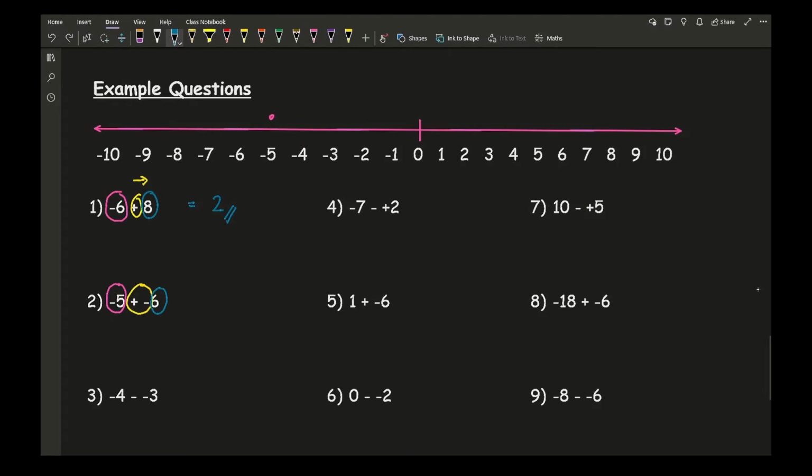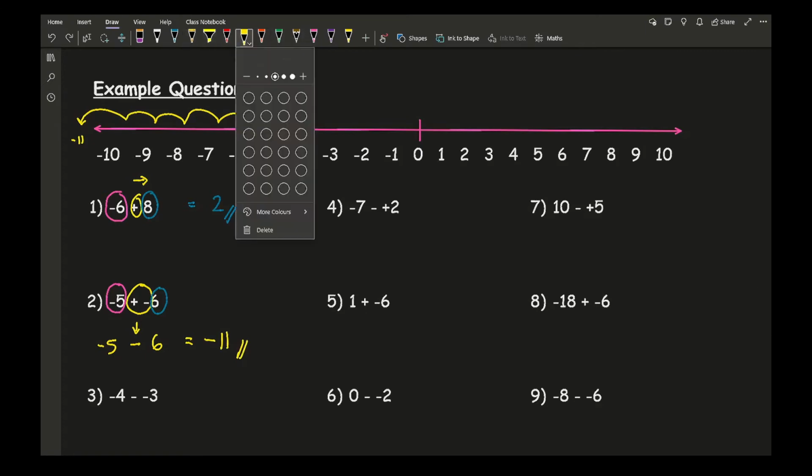So here I'm starting at -5. Now here you can see I've got 2 symbols. The 2 symbols are different, so that means it's going to be a minus. So this question could be rewritten as -5 - 6. So here I'm going to be going in the left direction, and I'm going 6 places. So 1, 2, 3, 4, 5, 6. Even though I'm going off my number line, I can assume that it's going to be -11, and there is my final answer. Moving on to example 3.